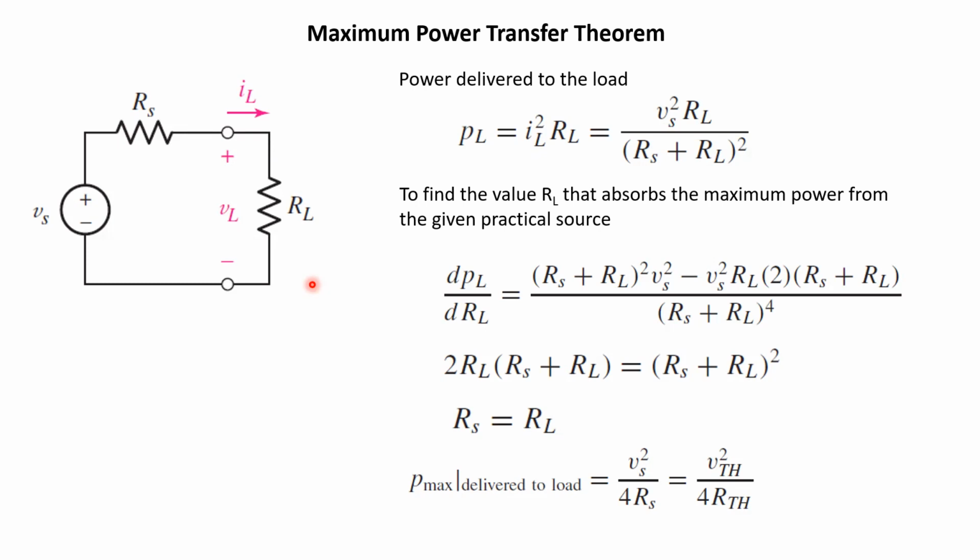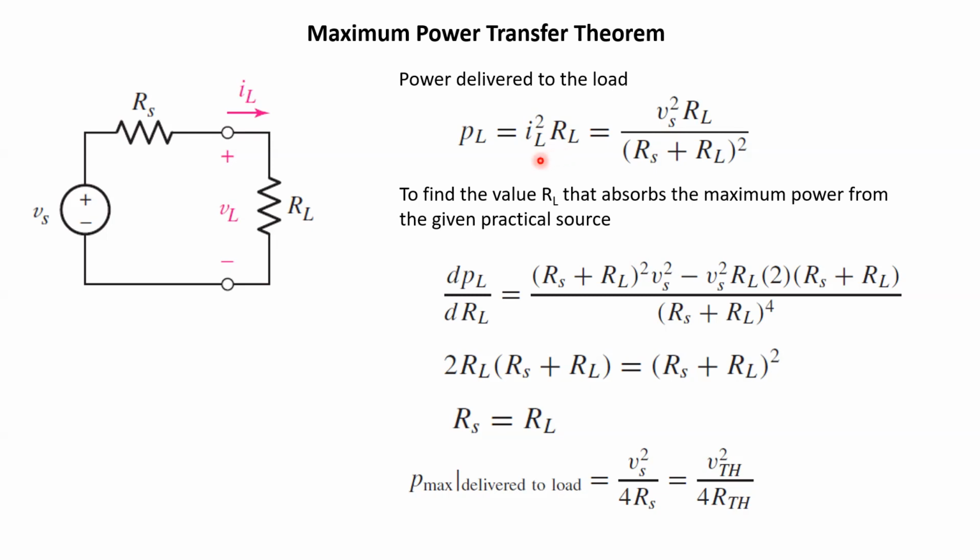Here you can see that we have this source whose internal resistance is Rs, and let us say we have connected a load resistance RL. In that case, the power delivered to this load we can easily calculate, and you can write it as PL equals the current through this resistance, IL squared, multiplied with the resistance RL. This way the power delivered to the load is given by this expression.